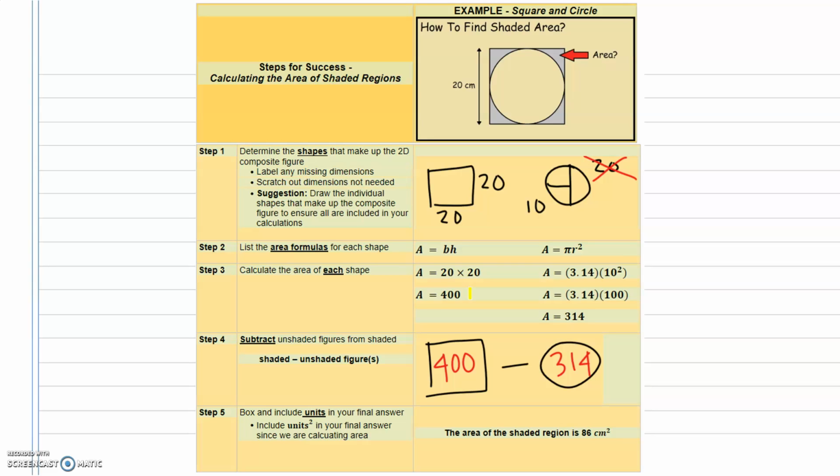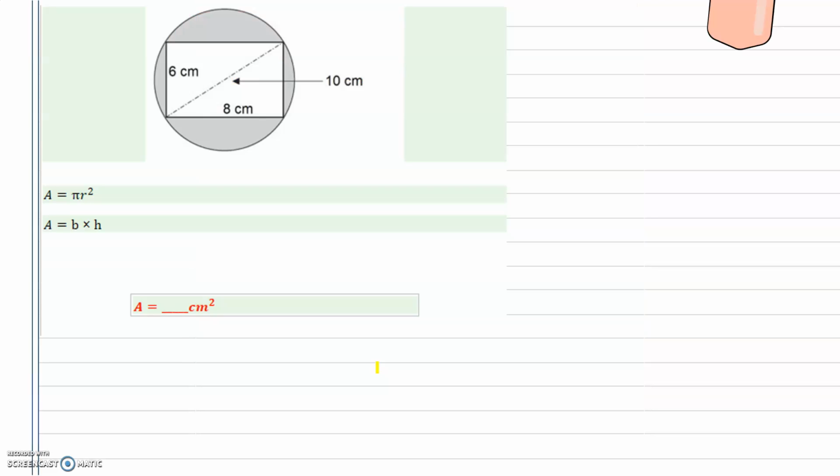Now, here's a quick example. Please make sure you stop and take notes here to look at every single step. This question says to find the shaded area. So I'm looking at everything that is a grayish color, that shaded area. The very first thing you want to do is identify the shapes that make up this composite figure. So we see a circle and we see a square. Then you will calculate, and to find the shaded area, we are going to subtract the unshaded area from the shaded area.